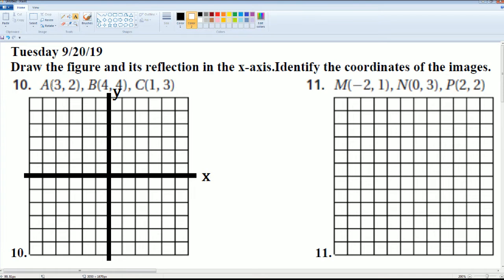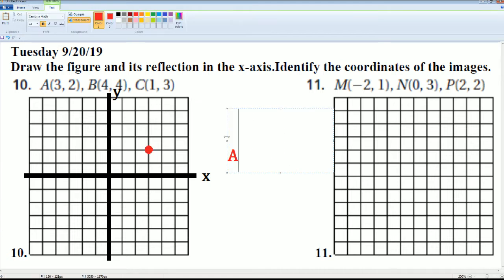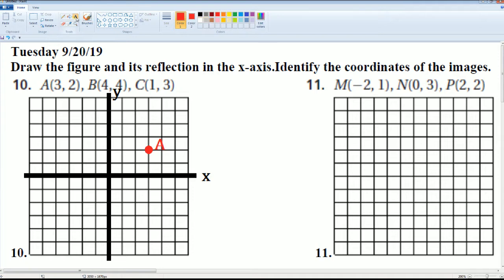So the first one, 3, 2. Let's put a dot here, make sure we fill. So 1, 2, 3, 1, 2. Call that A. Next one, B, is at 4, 4. 1, 2, 3, 4 in the x, 4 in the y. 1, 2, 3, 4.